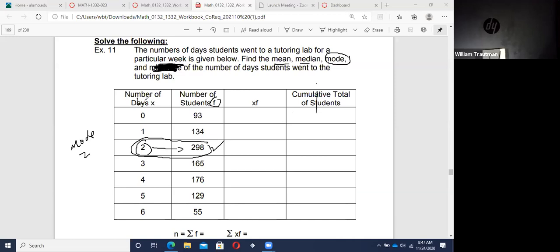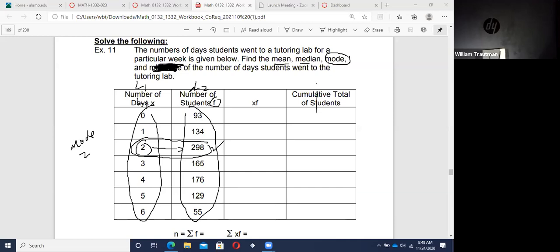I'm going to type this in L1, and frequency always goes in L2. So I'm going to type that in L1 and this in L2. Data, and I'm going to delete all the old stuff. In list 1, I'm typing 0, enter, 1, enter, 2, enter, 3, enter, 4, enter, 5, enter, 6, enter.